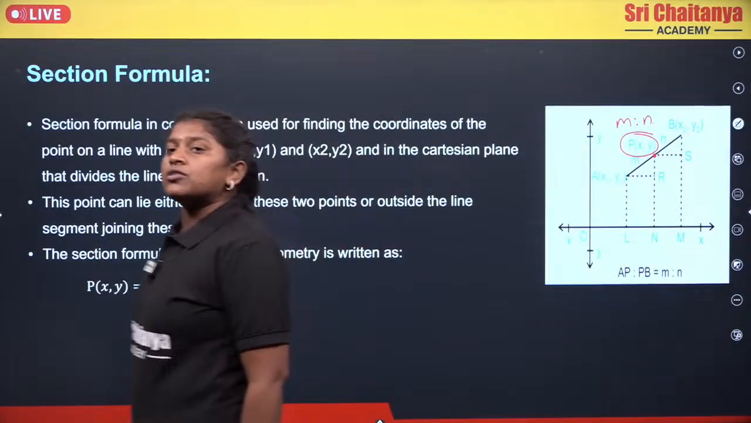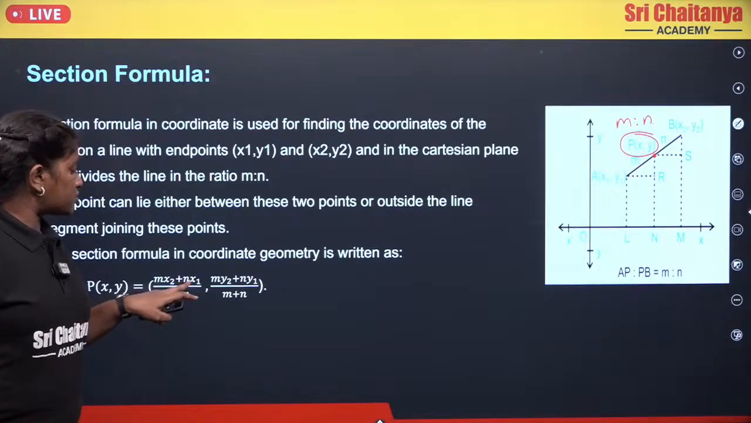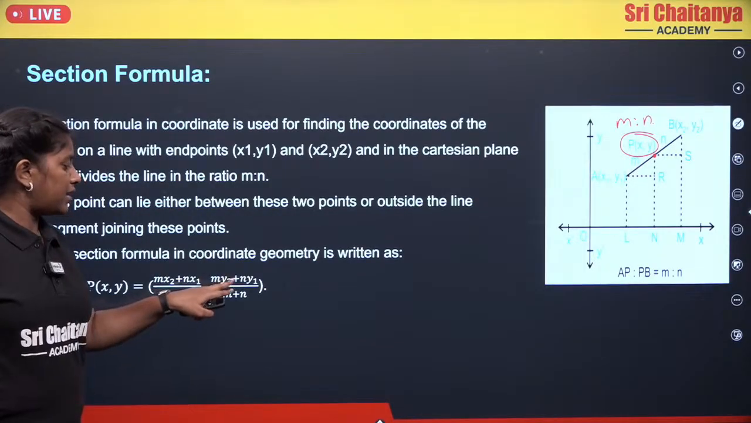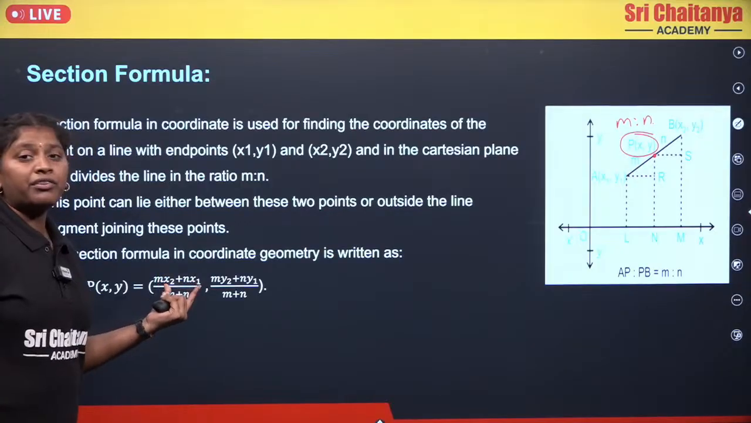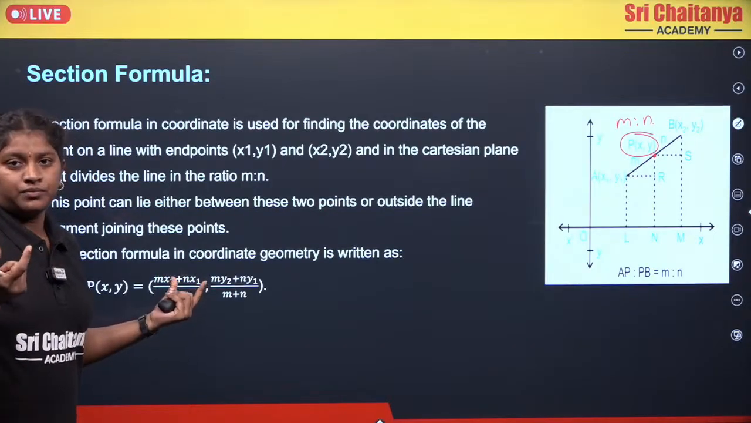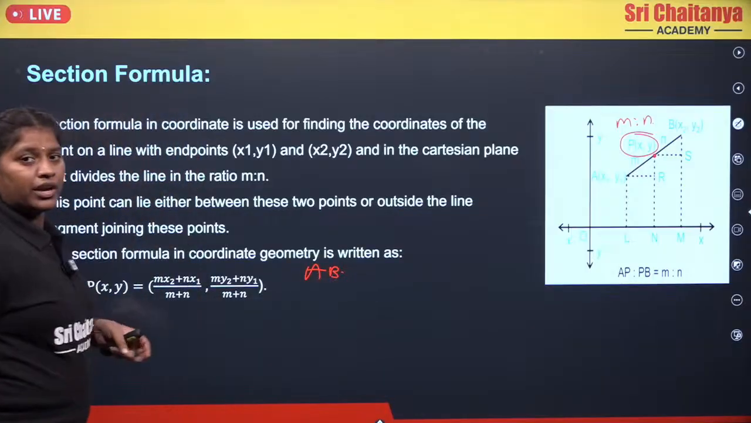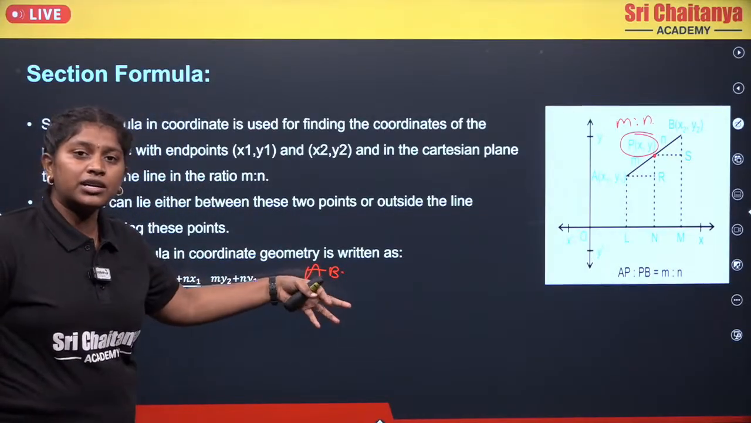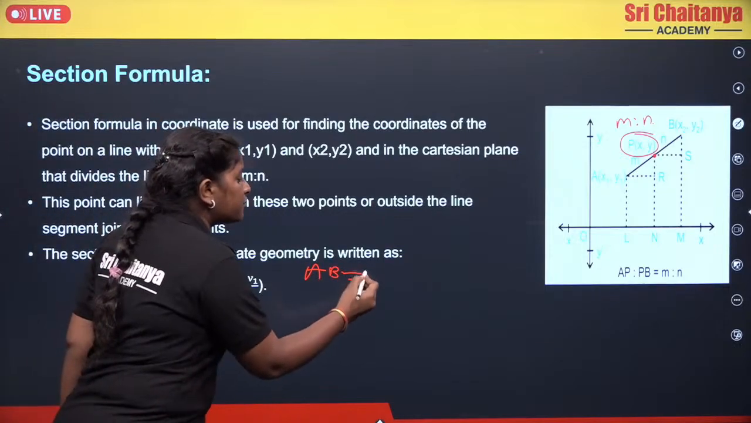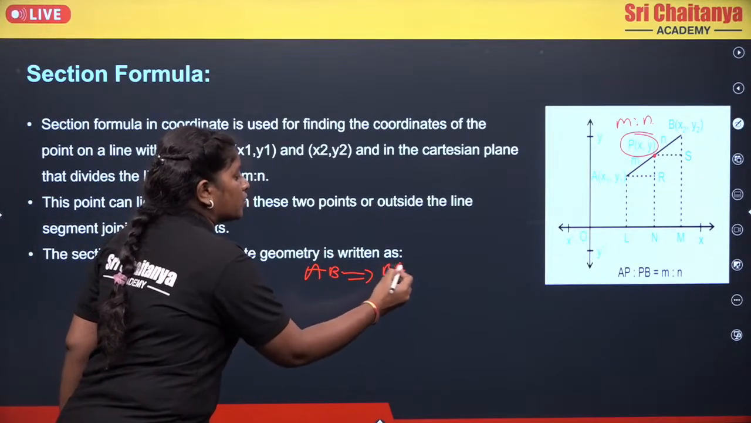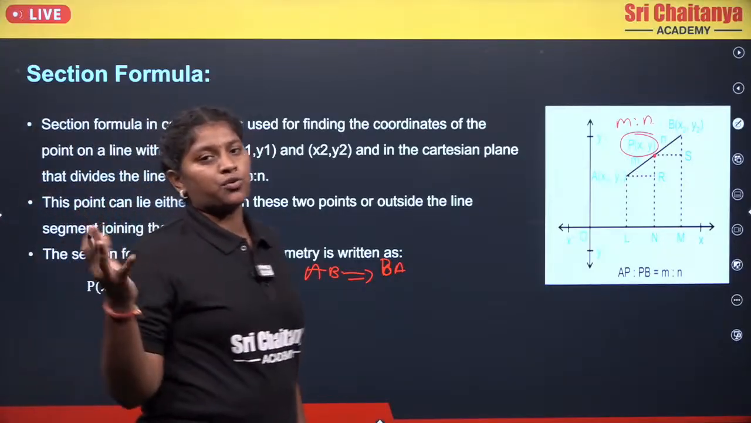Now the coordinates of that point will be given by (mx2 + nx1)/(m + n) and (my2 + ny1)/(m + n). Here you have to be very careful with the order. Why? Because sometimes they will ask you AB, where your x1, y1 values are different and x2, y2 values are different, and sometimes they will give you BA. So here also you will be getting different values of your x and y coordinates.